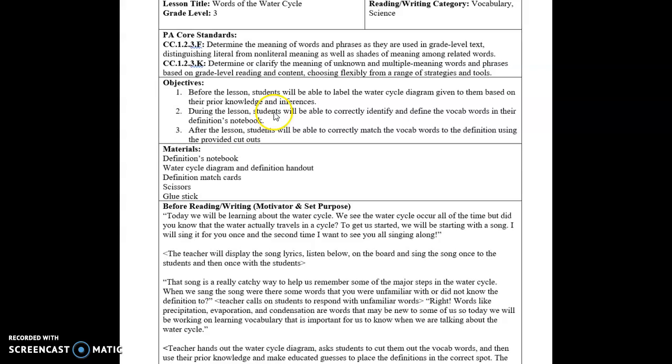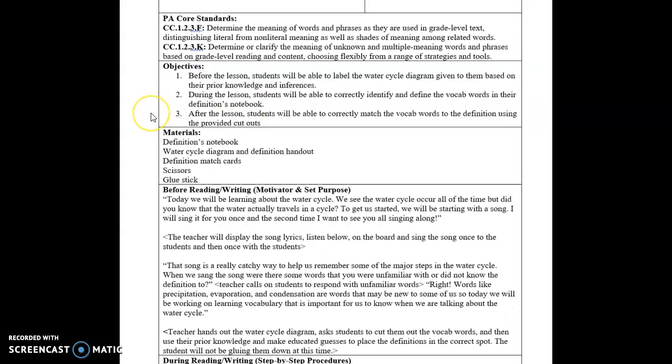So before the lesson, students will be able to label the water cycle diagram that is given to them based on their prior knowledge and inferences. And then during the lesson, students will be able to correctly identify and define the vocab words in their definition notebooks. And lastly, after the lesson, students will be able to correctly match the vocab words to the definition using the provided cutouts. I actually have changed this one, and I will go back after this recording and edit it, but I forgot to change it beforehand, sorry. I'm going to actually have students draw a picture of one of the vocab words and use the word in a sentence to describe their picture.